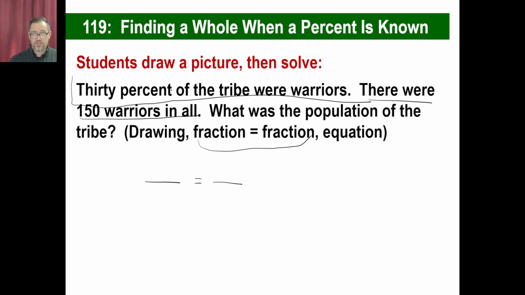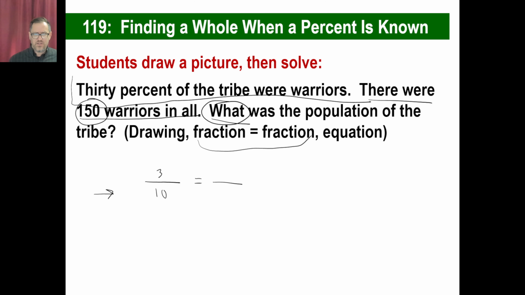Okay, 30% were warriors. There were 150 warriors in all. What was the population? We don't know what that's going to be. So usually in algebra, we put something like an N or an X or whatever your favorite letter is, okay? But let's just go ahead and at least 30%, we can write that, right? We could write 30 over 100, but let's make it easier, 3 over 10, okay? Now notice on this fraction, the bigger number is on the bottom, right? What we need to do is we got 150 as our other number, and then we have some number we don't know. There will always be something like that.